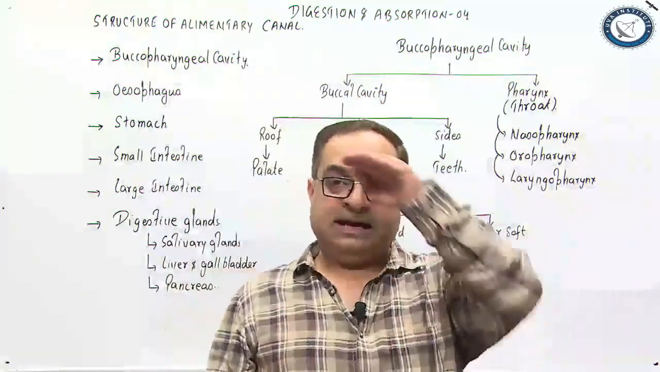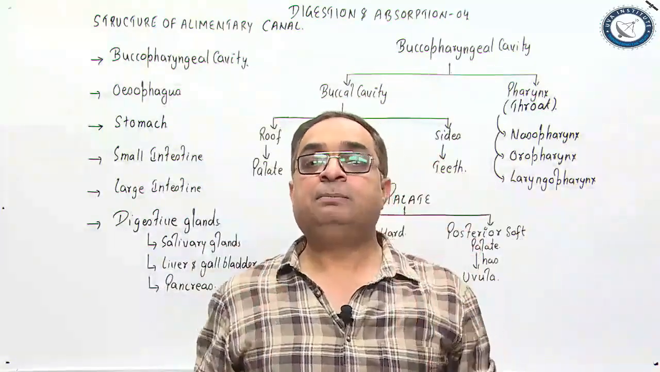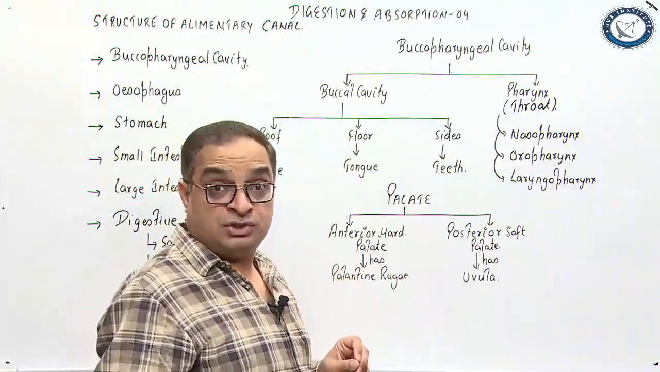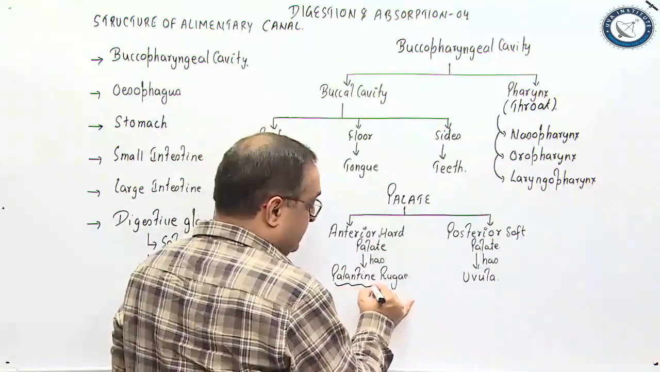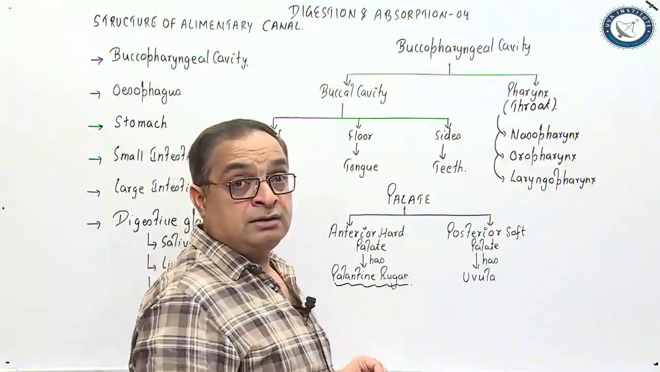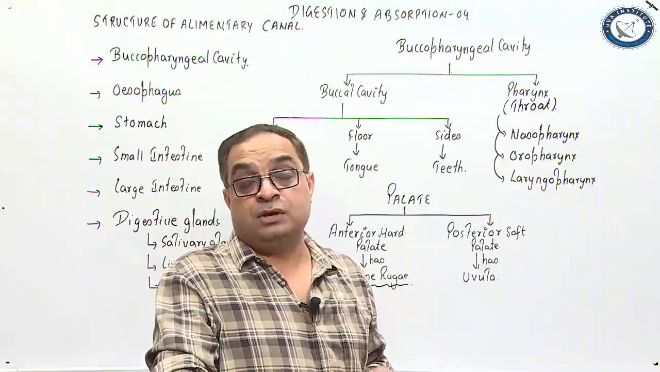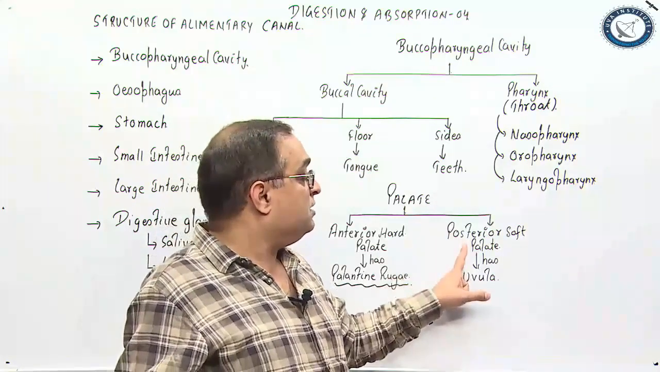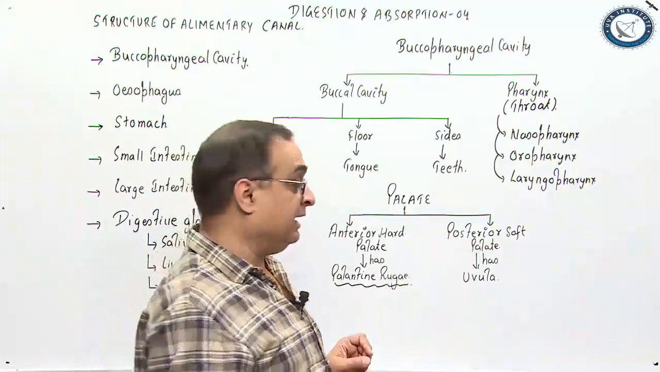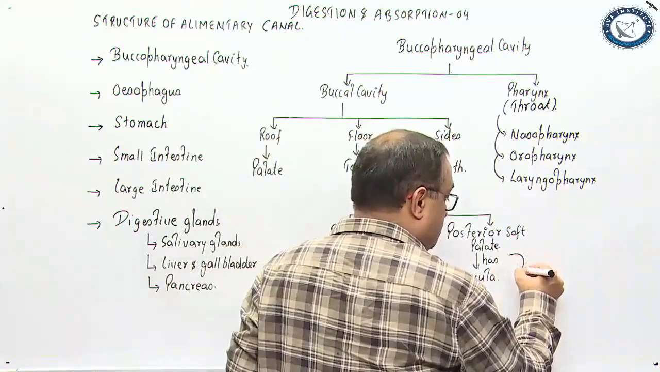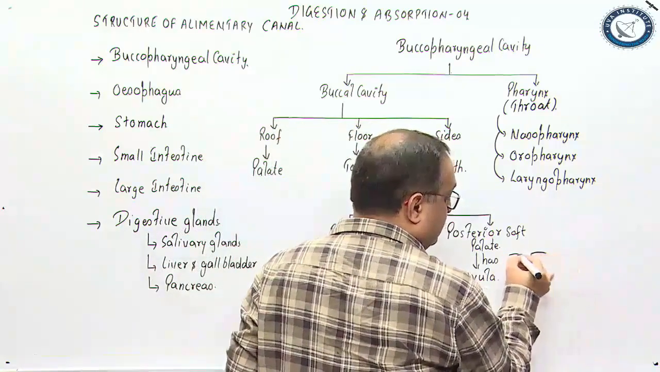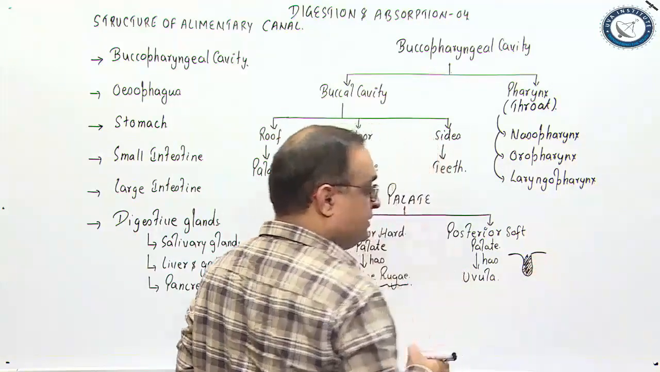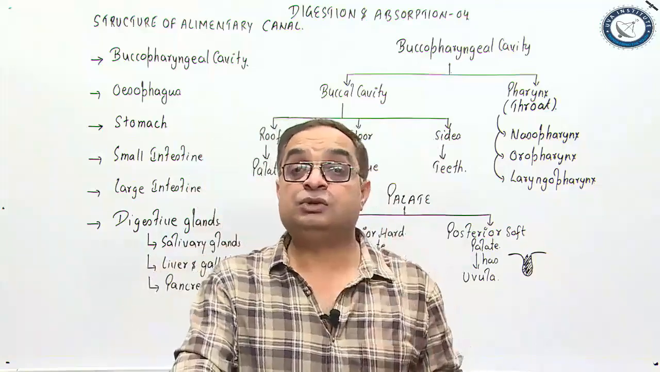So overall buccal cavity has a roof, that is palate. The anterior part of the palate is called hard palate. This anterior hard palate has muscular ridges which are called what? Palatine rugae. Rugae are highly developed in case of carnivores for holding the food. They are not much developed in humans. The posterior soft palate has a fleshy hanging lobe that's called uvula. This punching bag kind of structure hanging from the posterior soft palate is the uvula.